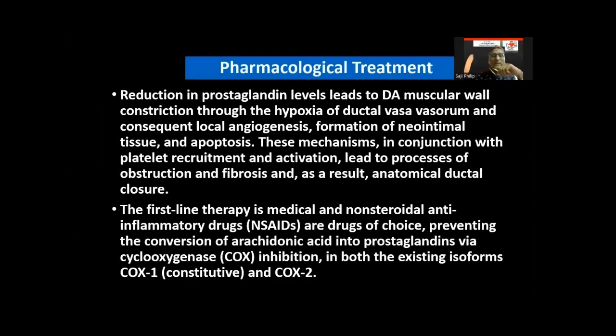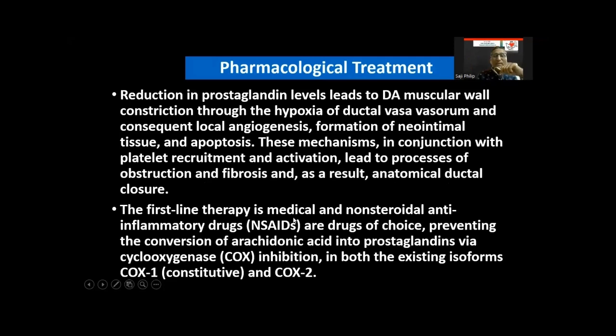The pharmacological treatment, I already mentioned. The mechanism you should understand. The ductus arteriosus muscular wall constriction through hypoxia of the ductal vasa vasorum and consequent local angiogenesis, formation of intimal tissue, apoptosis, in conjunction with platelet recruitment and activation, lead to a process of obstruction and fibrosis. As a result, anatomical ductal closure, most often by 1 year of time.